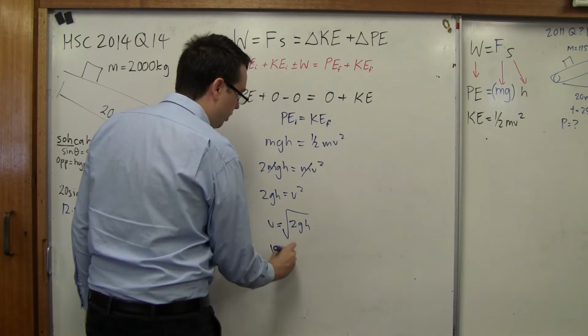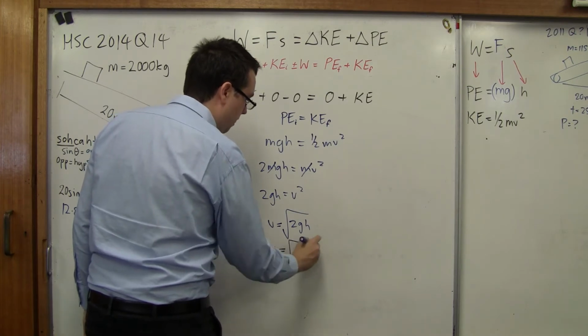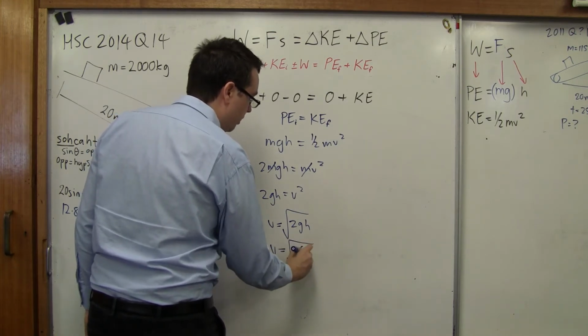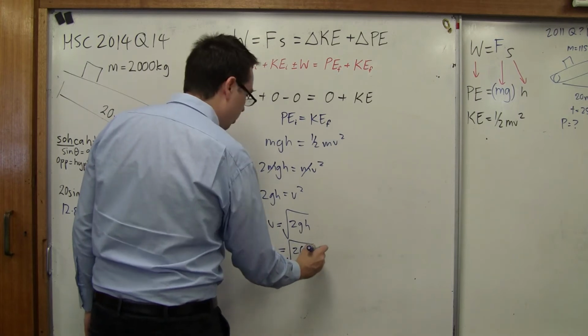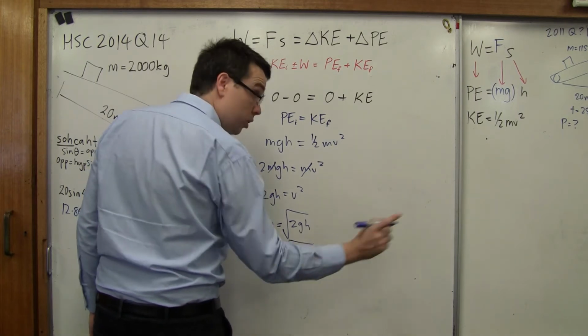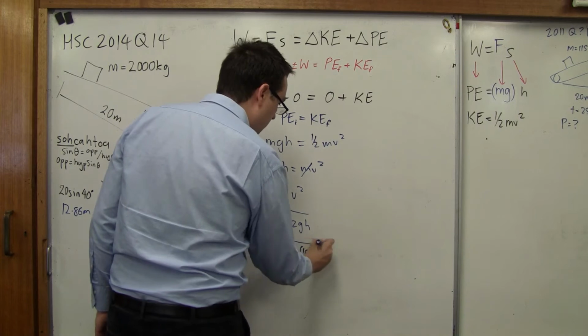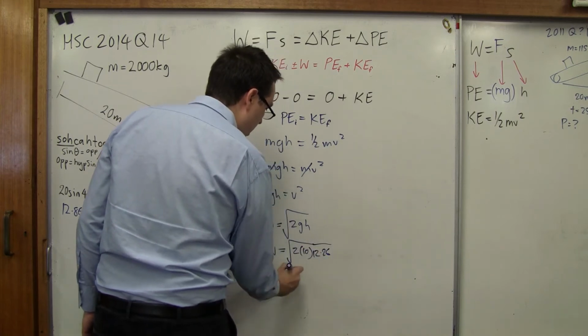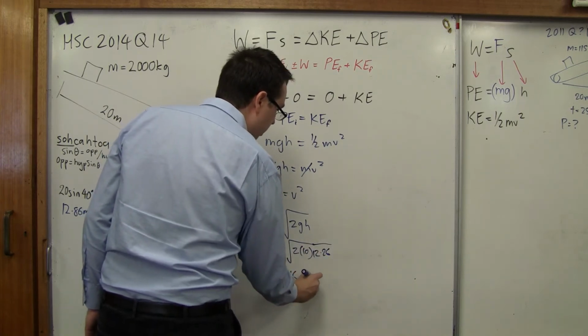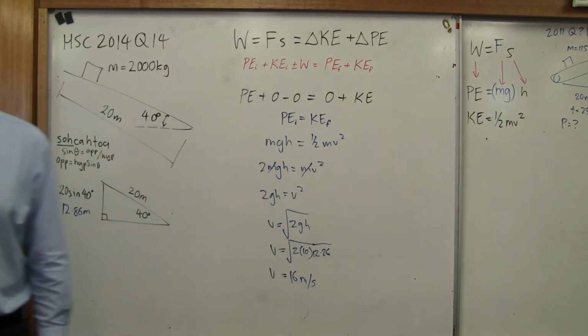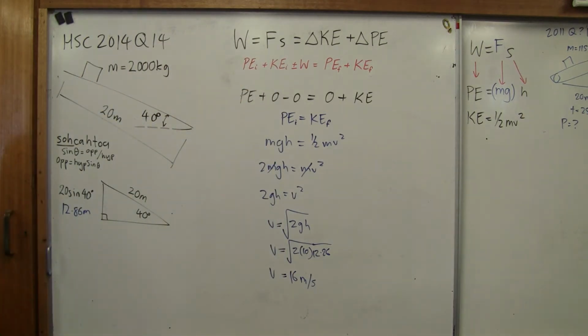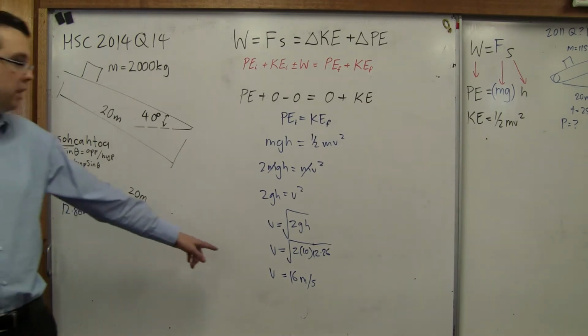So our velocity is going to equal the square root of 2 times gravity, which we're going to say is 10, times the height, which is 12.86. Can you do that in the calculator? 16.0. Yeah, 16, and that answer is going to be in meters per second. Now, plus minus.